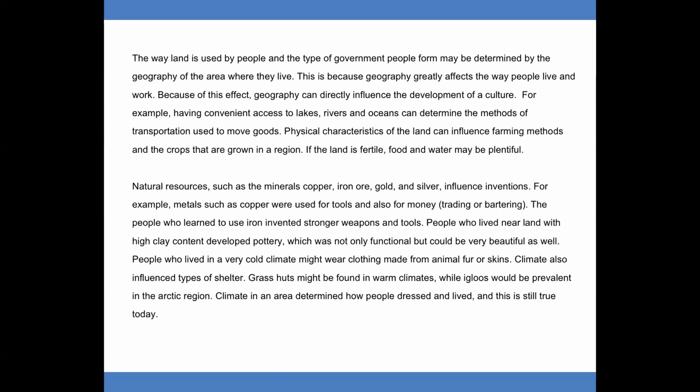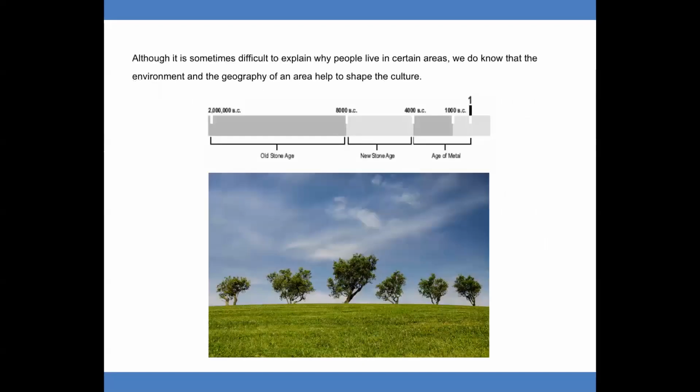Climate also influenced types of shelter. Grass huts might be found in warm climates, while igloos would be prevalent in the Arctic region. Climate in an area determined how people dressed and lived, and this is still true today. Although it is sometimes difficult to explain why people live in certain areas, we do know that the environment and the geography of an area help to shape the culture.